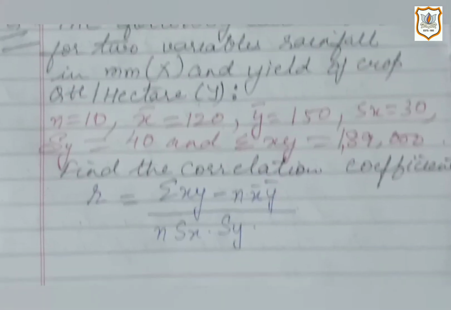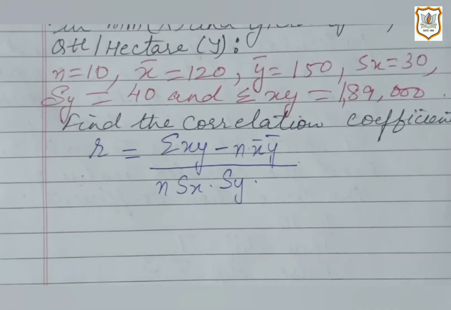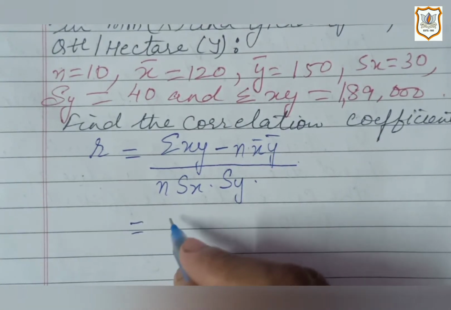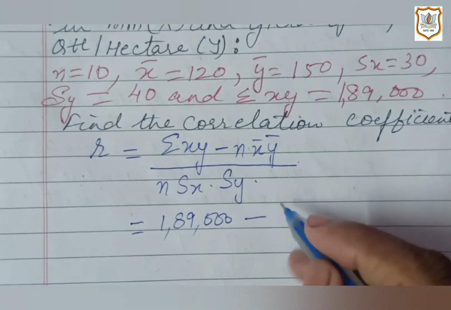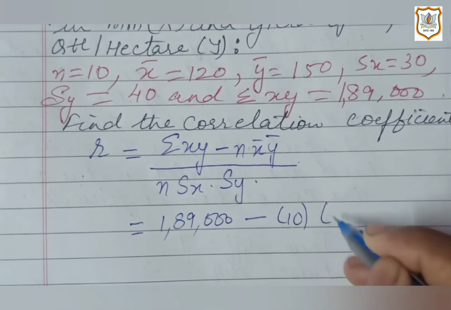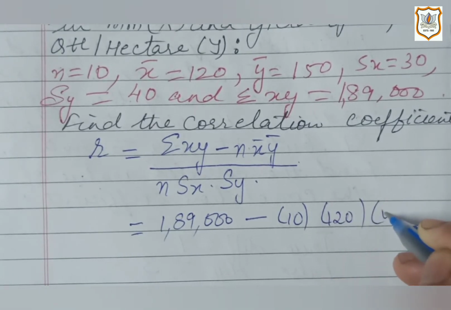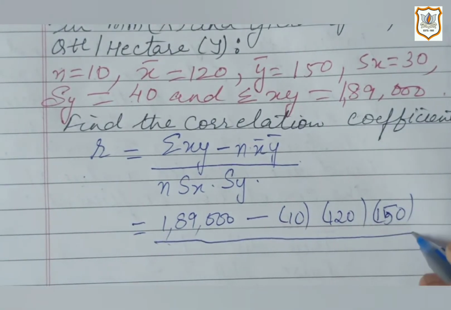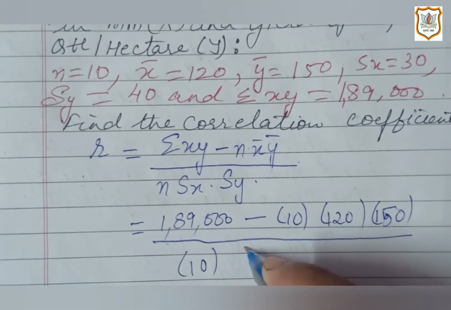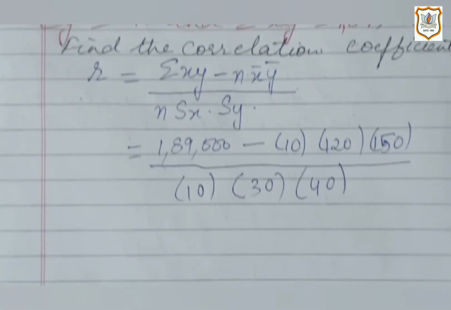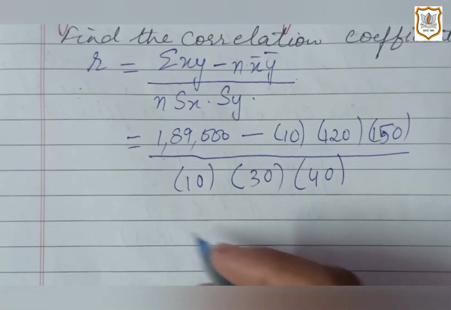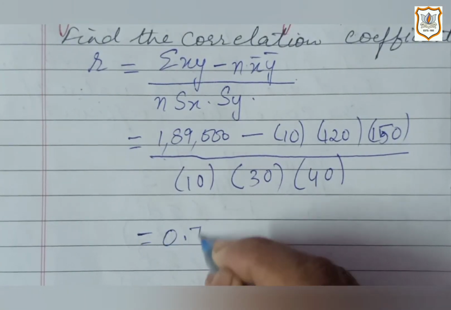Now this formula is also derived from the formulas which we have already done. So now let us substitute the values. This is 1,89,000 minus n is 10, x bar is 120, y bar is 150, divided by n is 10, sx is 30, sy is 40. Now solve this value and the answer which you should get is 0.75.